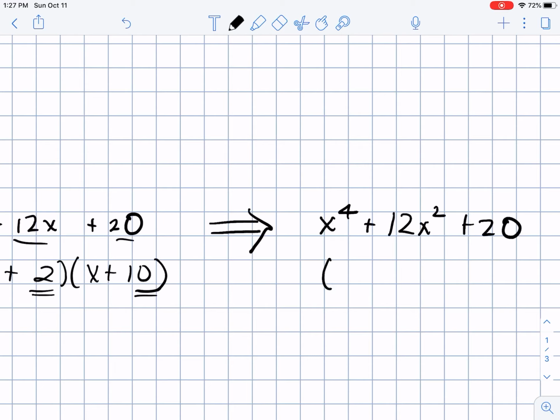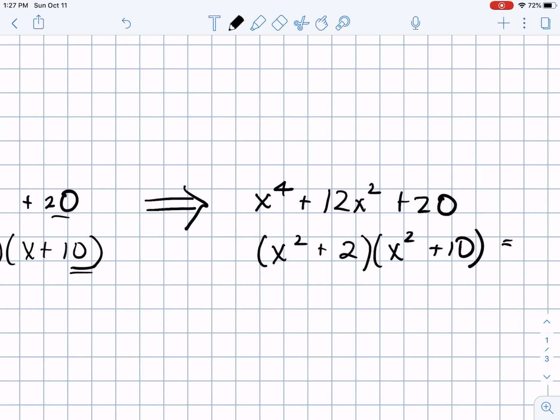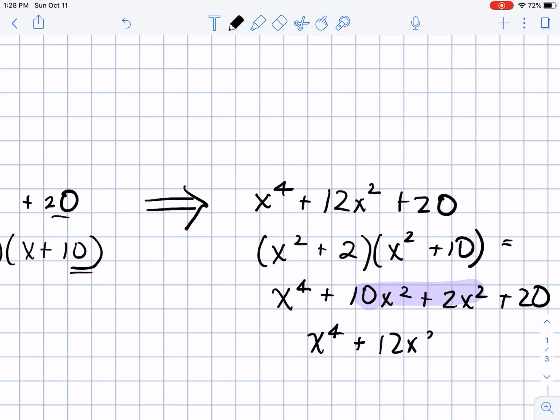Yes, we can. What multiplies to make x to the fourth? Well, that's going to be x squared and x squared. What multiplies to make 20? Well, that's going to be 2 and 10. And let's just check, multiply it back out to make sure that we've got this concept. X to the fourth plus 10x squared plus 2x squared plus 20. Our middle terms are going to add together to make 12x squared. So we get x to the fourth plus 12x squared plus 20, and it works.